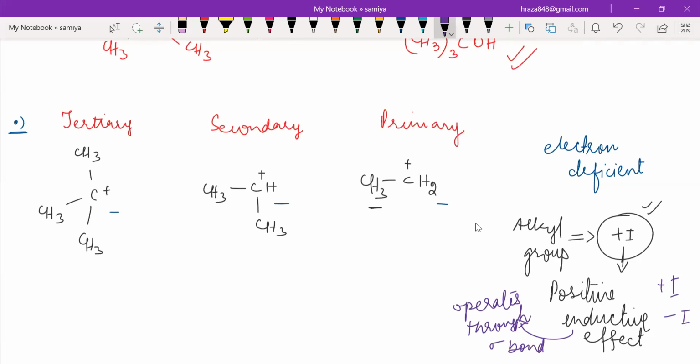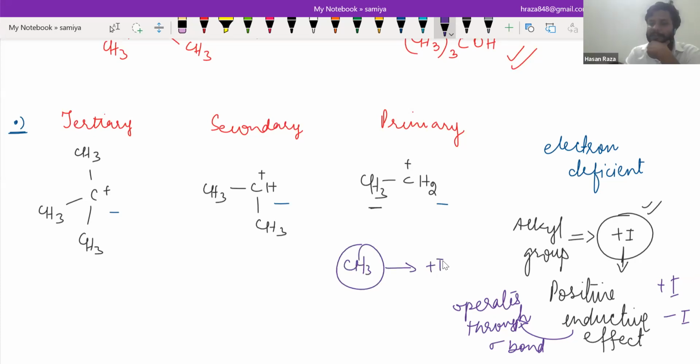Yes, sir. Now see, this CH3 has plus I effect. That means it will donate electron. And you can see this CH3 is connected to a group which is electron deficient. So this CH2 plus is getting support of electron from one side, but this C plus is getting support from two sides, and this C plus from three sides. So which one will be most stable? Can you tell me, Aman?